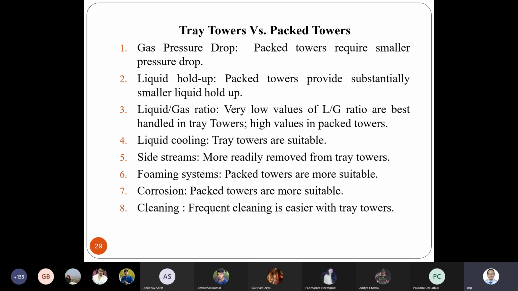Then side stream. Side streams are more readily removed from tray towers, right? That you have seen.